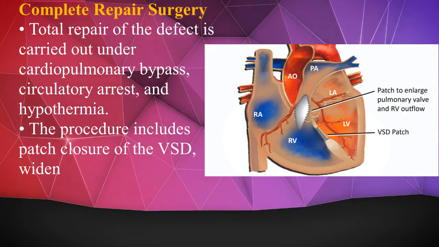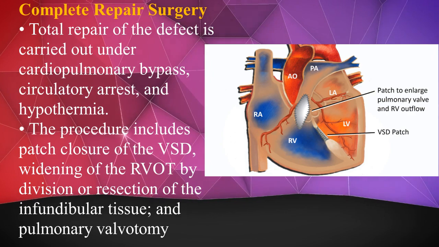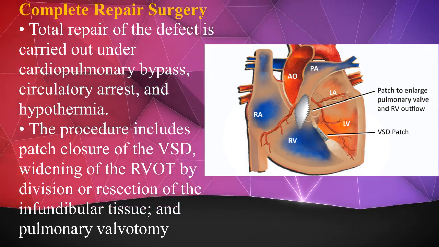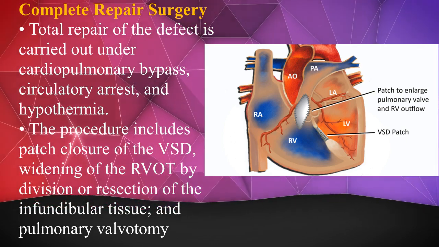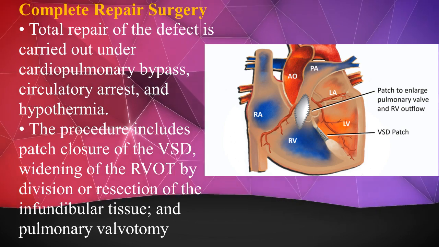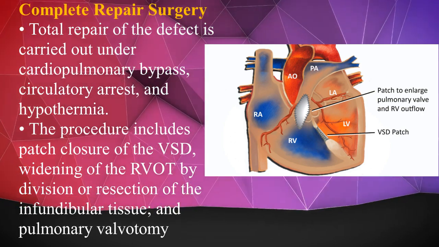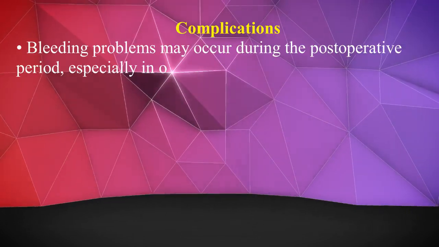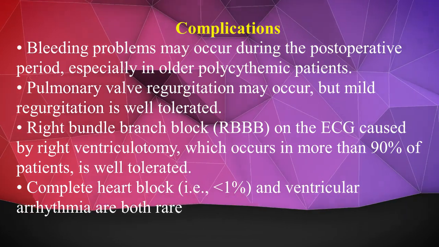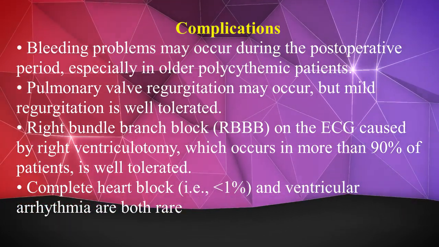Complete repair surgery. Total repair of the defect is carried out under cardiopulmonary bypass, circulatory arrest, and hypothermia. The procedure includes patch closure of the VSD, widening of the RVOT by division or resection of the infundibular tissue, and pulmonary valvotomy. Complications. Bleeding problems may occur during the postoperative period, especially in older polycythemic patients.